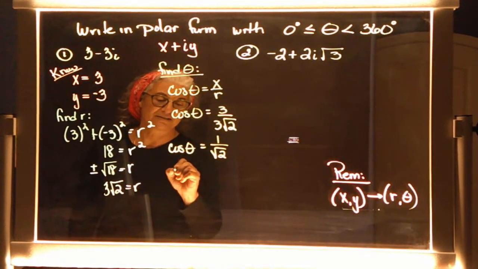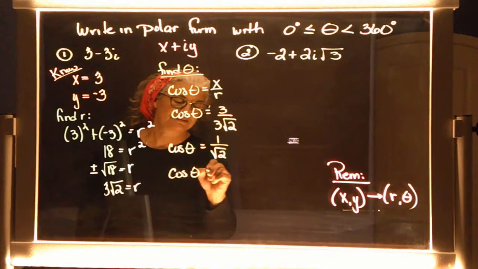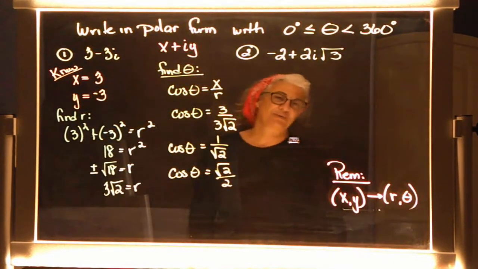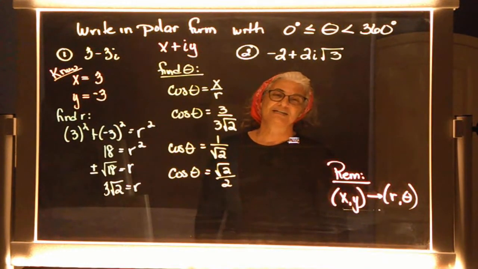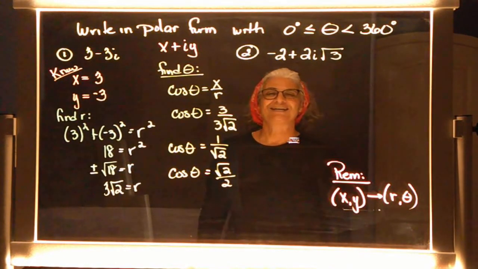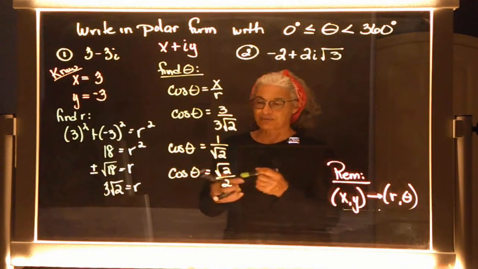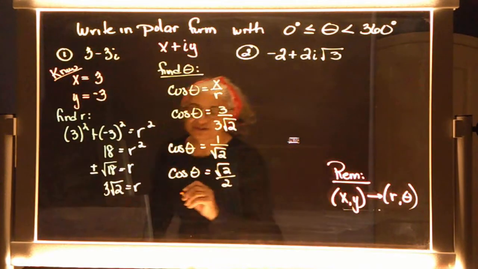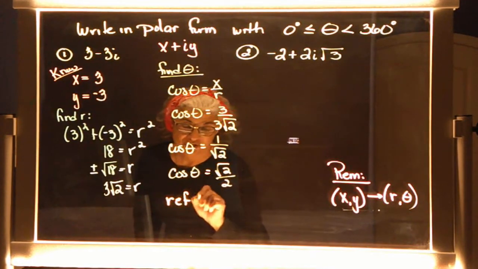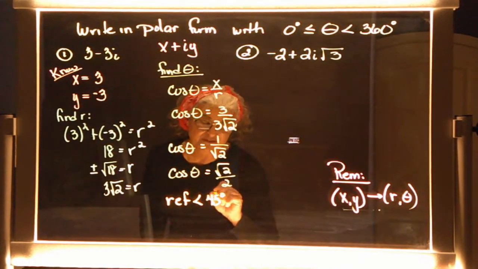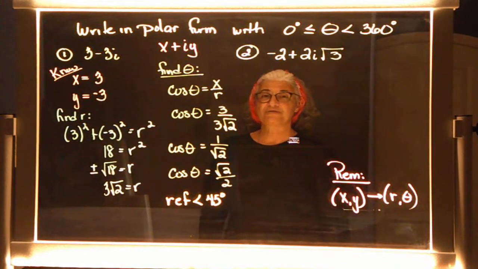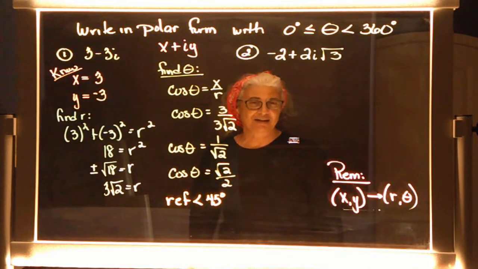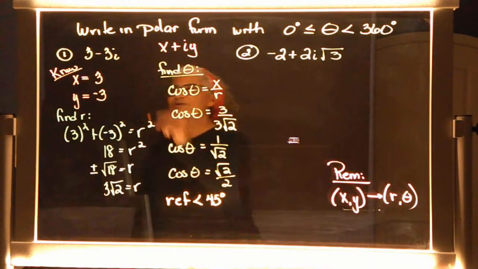And rationalized. Well, which angle has the cosine being square root of 2 over 2? I'll give you a moment. Yeah, the 45-degree angle. Now remember, this 45-degree angle is a reference angle. So we have a reference angle of 45 degrees. Why is it a reference angle? Because what else do you need to know in order to get the correct theta? You've got to know the quadrant.